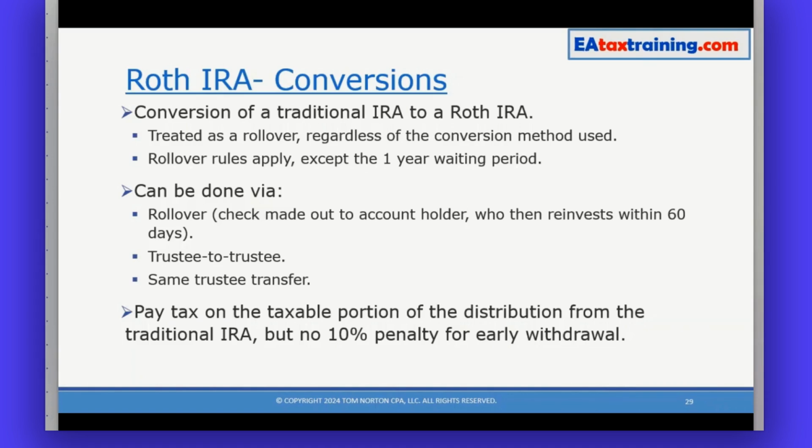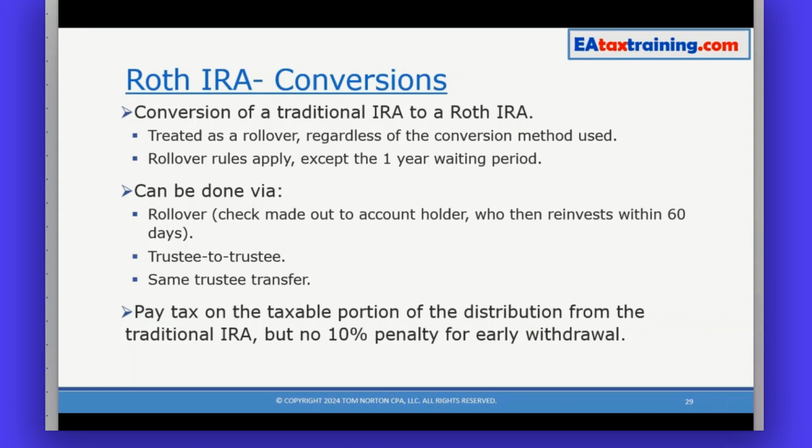Roth IRA conversions. So, conversion of a traditional IRA to a Roth IRA. Let's say you have an older traditional IRA. We talked about the recharacterization, but that's only for one that you just recently set up. But let's say you have an older traditional IRA and you'd like to make it a Roth IRA. Can you do that? Yes, you can do it. It's treated as a rollover, regardless of the conversion method that is used. And the rollover rules apply, except that you don't have that 1 year waiting period that you usually have IRA to IRA.